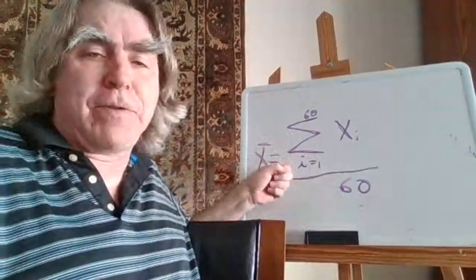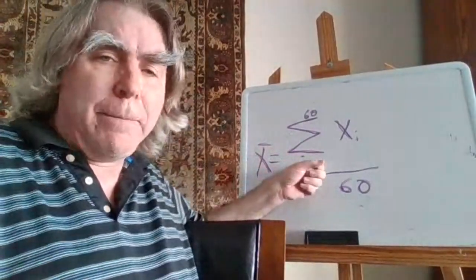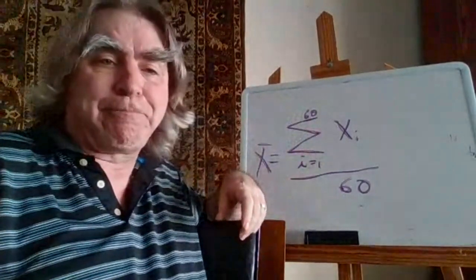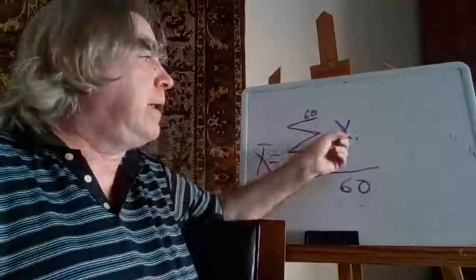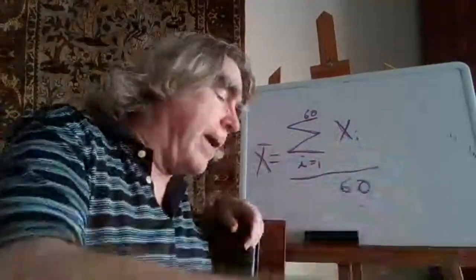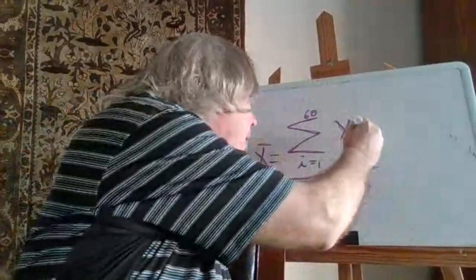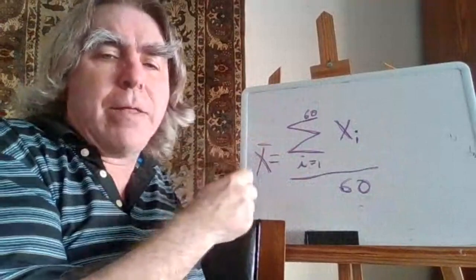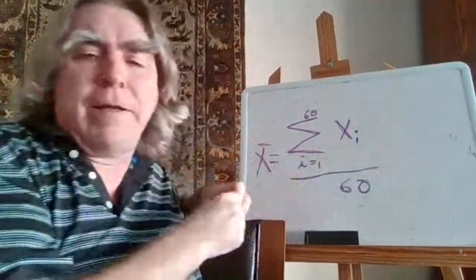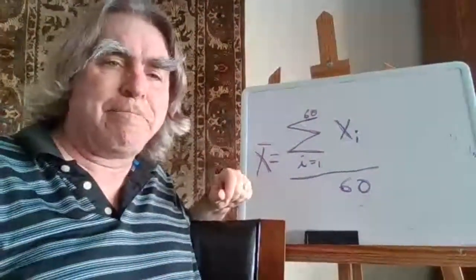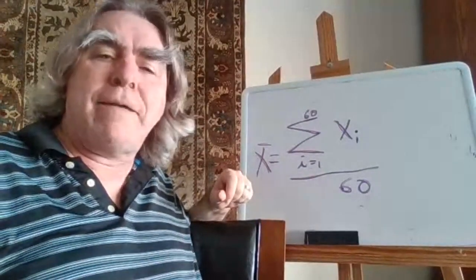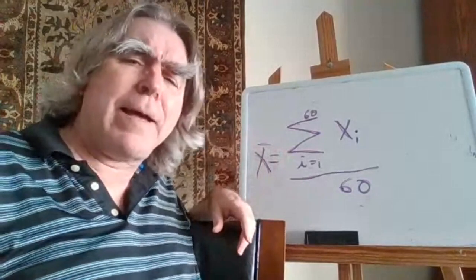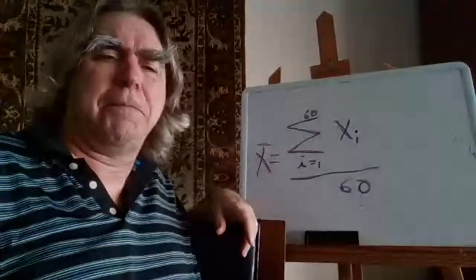And underneath the capital sigma, I wrote i equals 1. And on top of it, I wrote 60. Behind it, I wrote x sub i. And then, by the way, underneath the whole thing, I divide by 60. So what have I done here? It's such a simple math equation, isn't it?